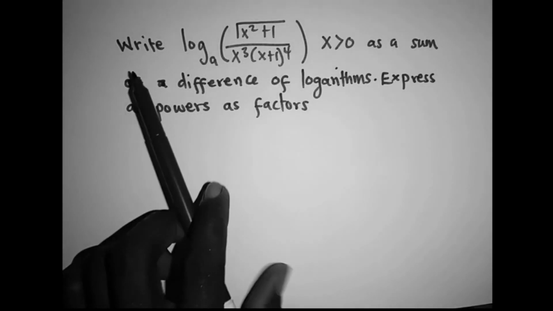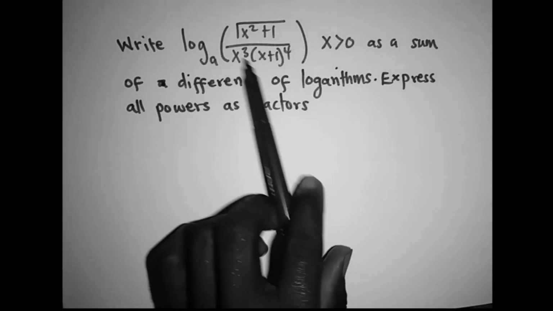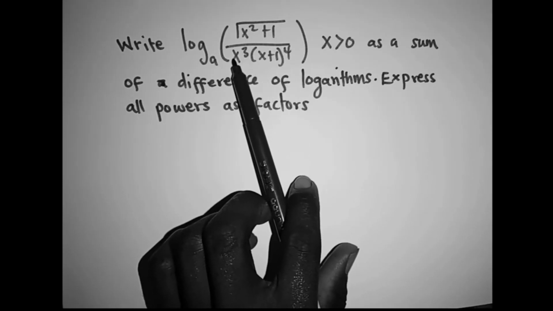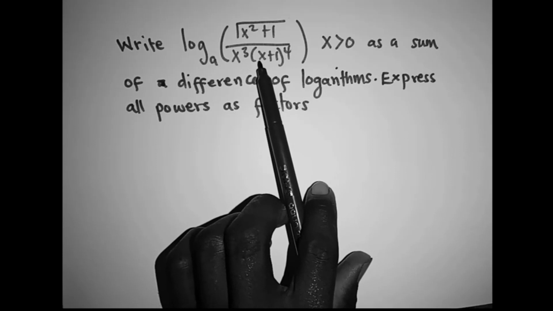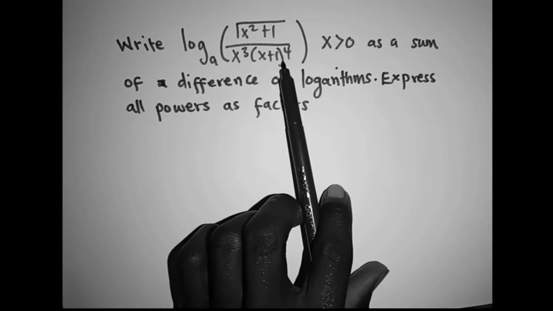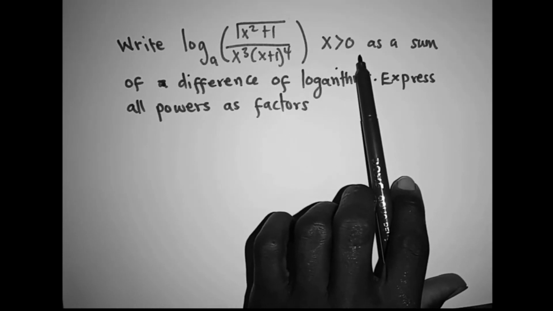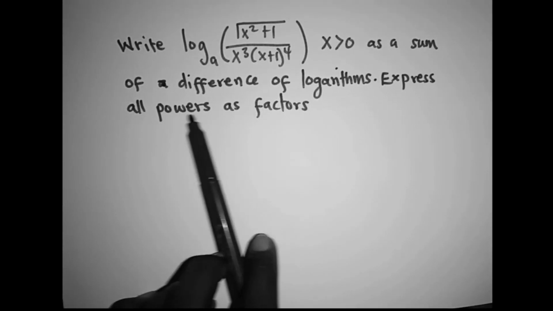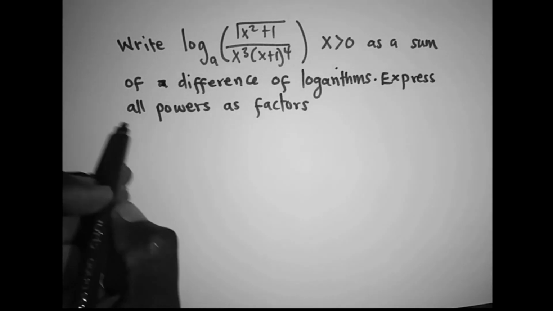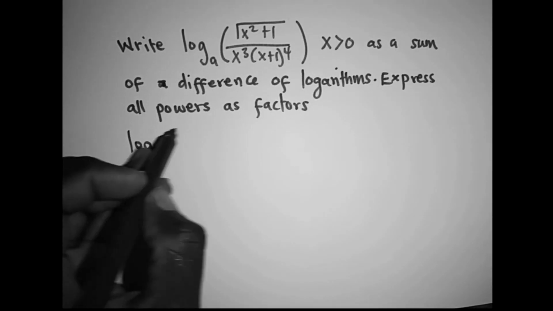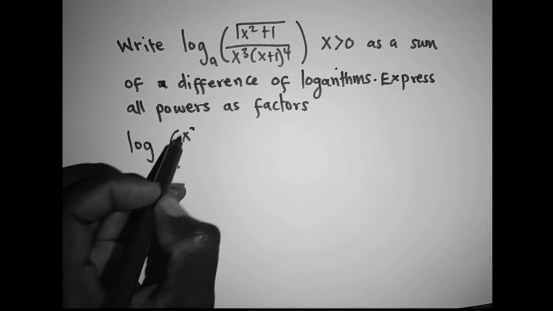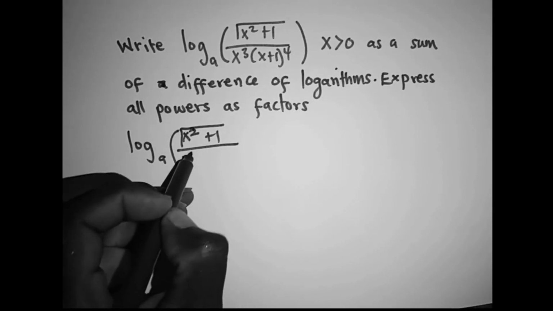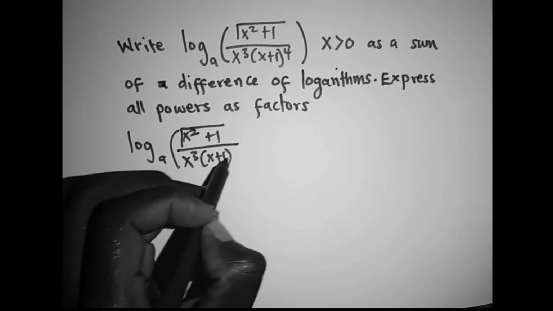Write log base a of square root of x squared plus 1 divided by x cubed times x plus 1 exponent 4, where x is greater than 0, as a sum or difference of logarithms. Express all powers as factors. So the log is log base a of x squared, square root of x squared plus 1, divided by x cubed, into bracket x plus 1 exponent 4.